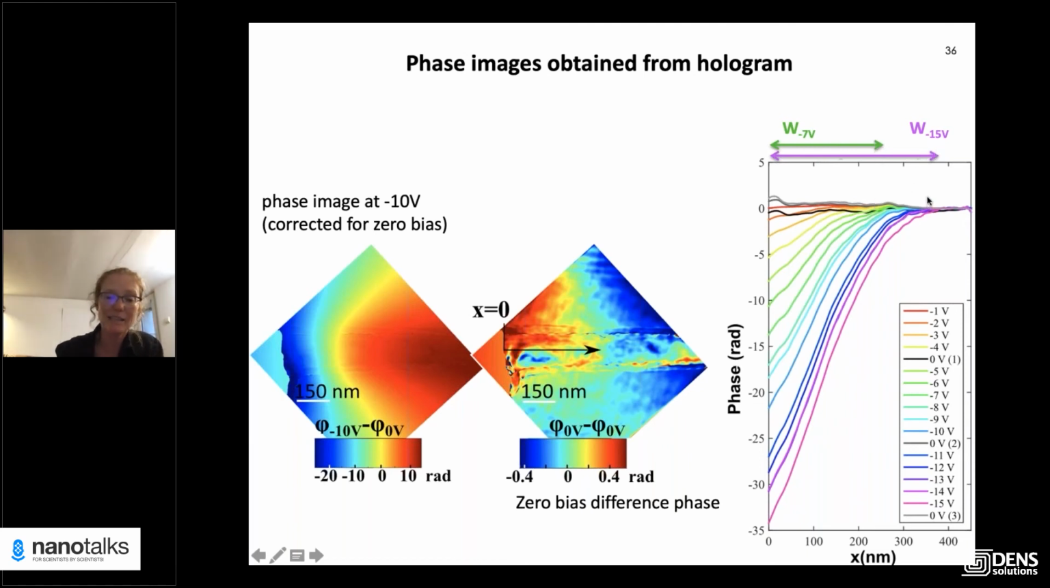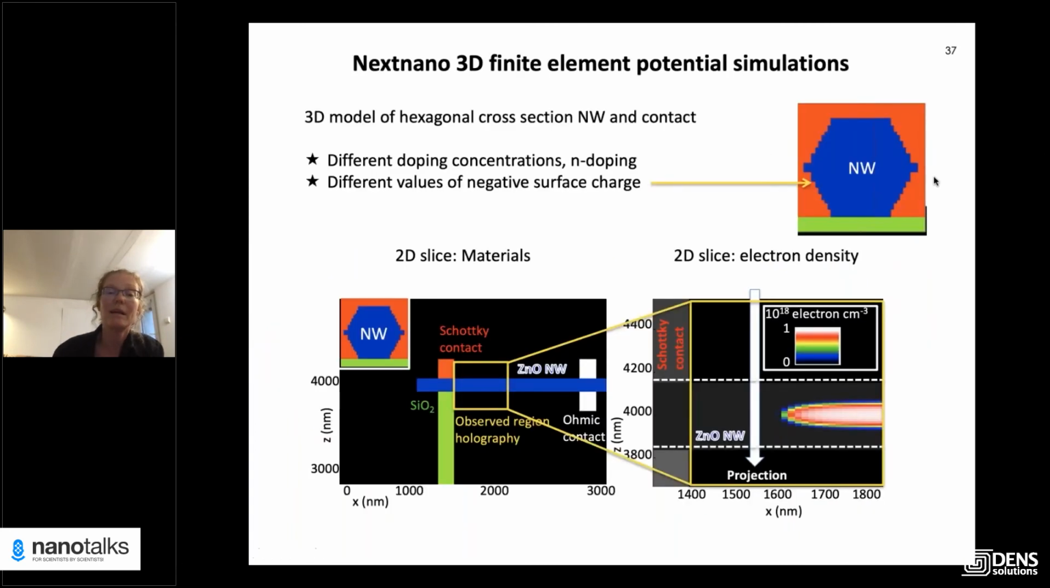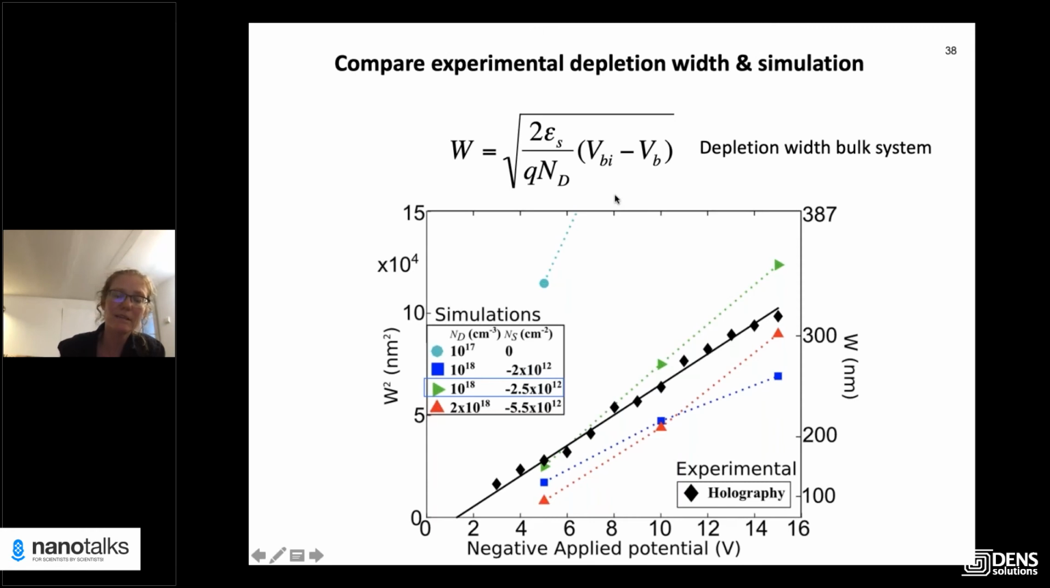And the next step is that we want to compare these depletion lengths with a simulated depletion length. So we have performed 3D NextNano finite element potential simulations, playing with different n-doping concentrations because it was known the wires would be unintentionally n-doped, and also putting different values of negative surface charge. So here is a comparison of experiment and simulation. Here you see the square of the depletion length, and here is the negative applied potential.